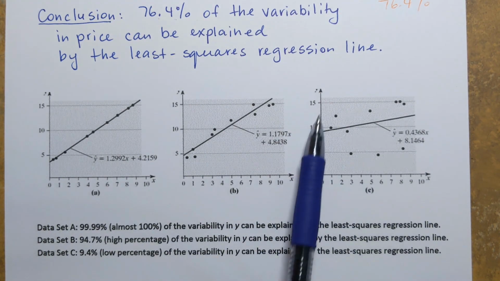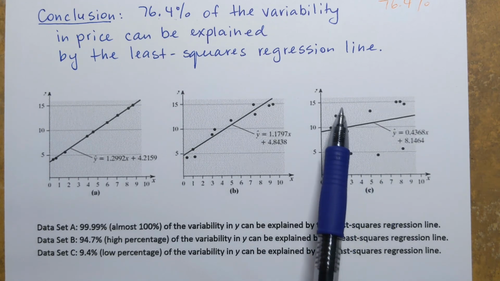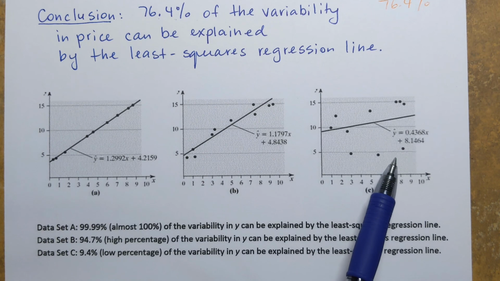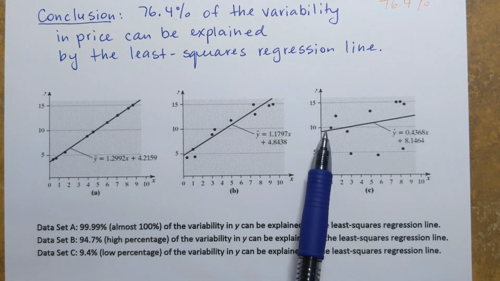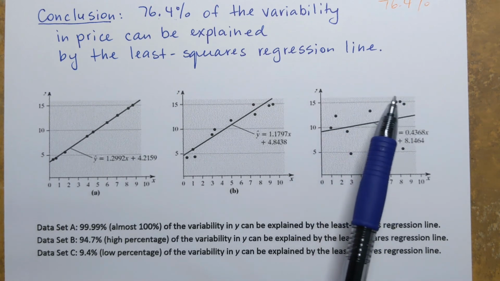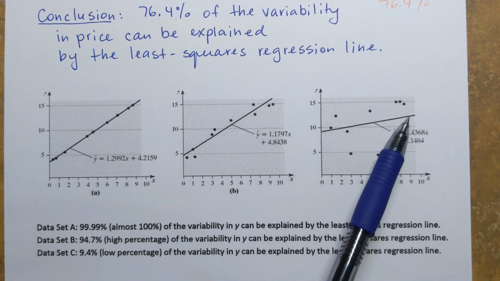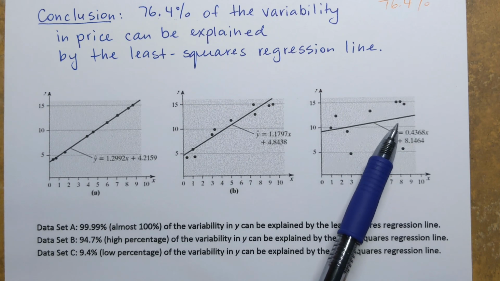And let's compare that with the last example, where while we see the linear model, points are pretty far away from it. So based on this model and the least squares regression line, it's been determined that only 9.4%, so that's considered to be a low percentage of the variability in Y can be explained by the least squares regression line. So it means there are many other factors that would influence the change in Y. So linear model is not that effective at all in this case to make predictions and estimations.